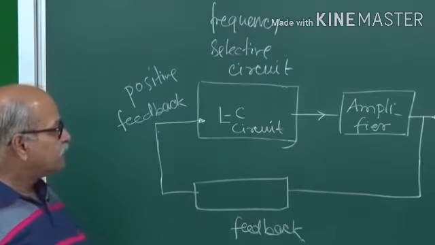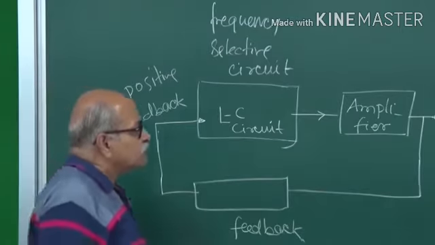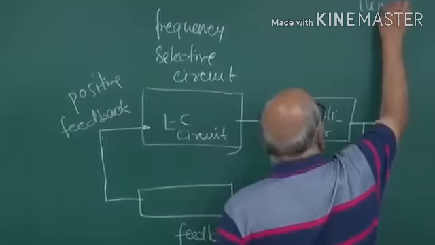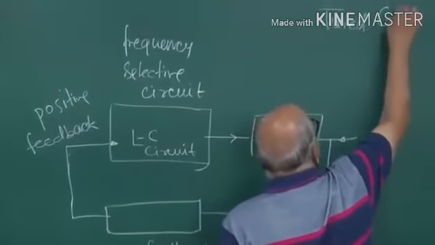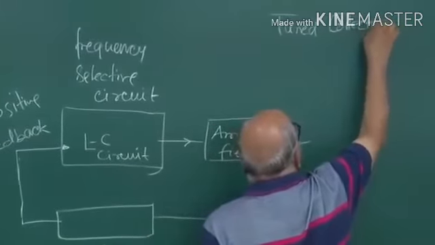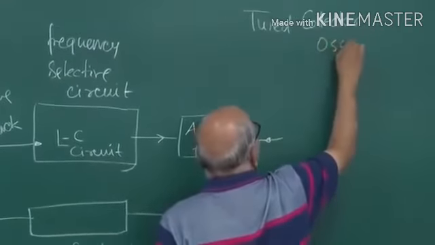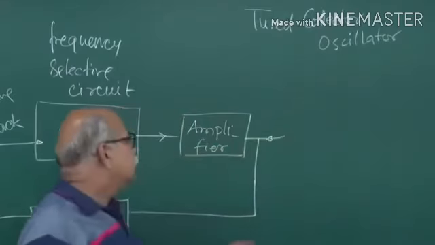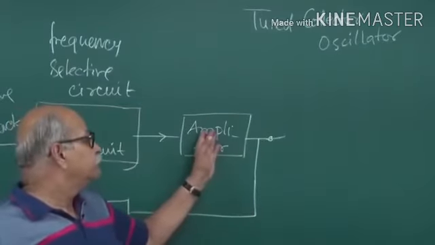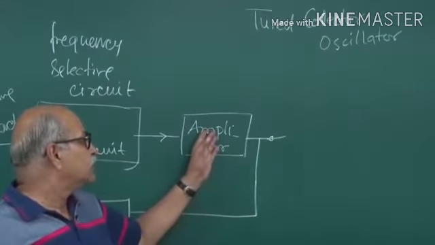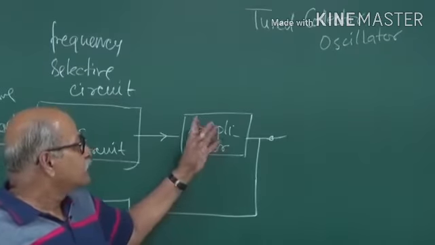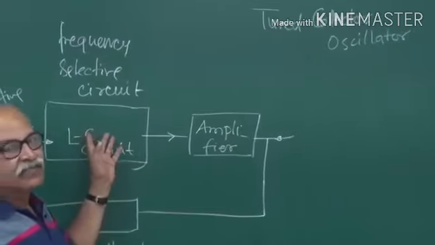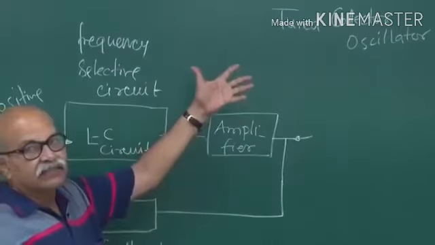We will be describing one or two. The first one is called tuned collector oscillator. So in the amplifier you have a base, emitter and collector, and it is the collector which is connected to this tuned circuit, and therefore it is known as tuned collector oscillator.